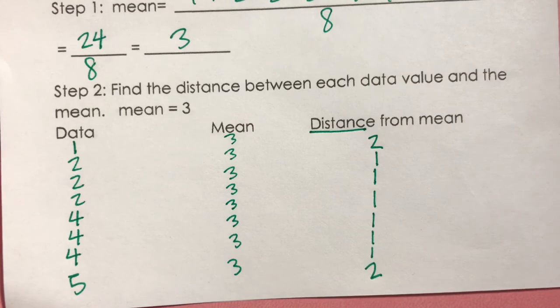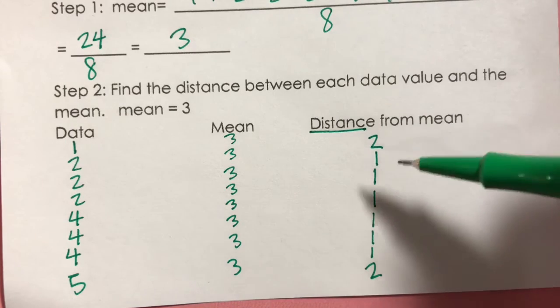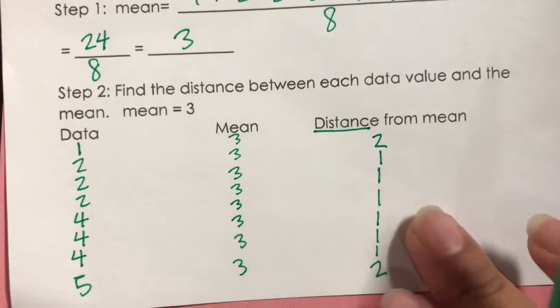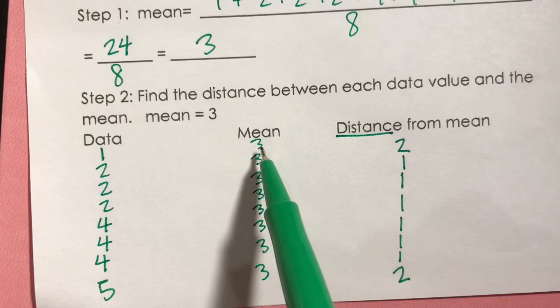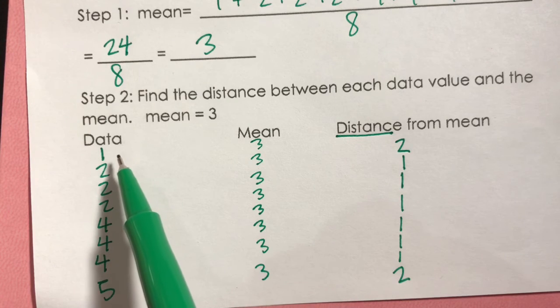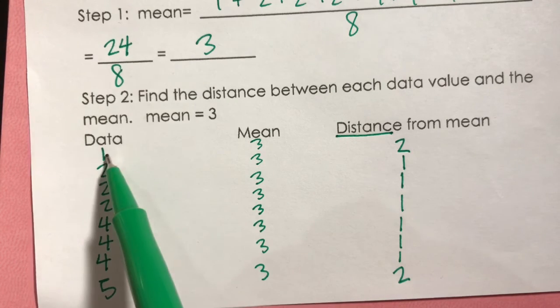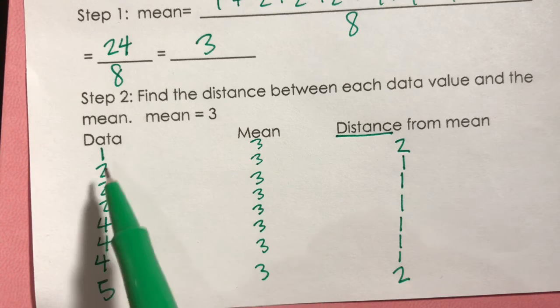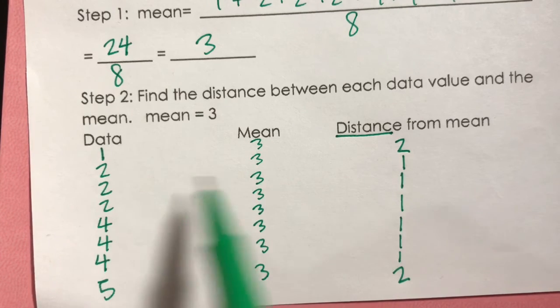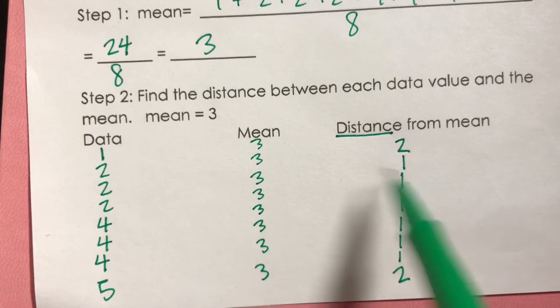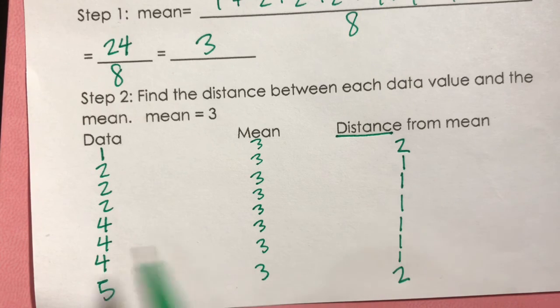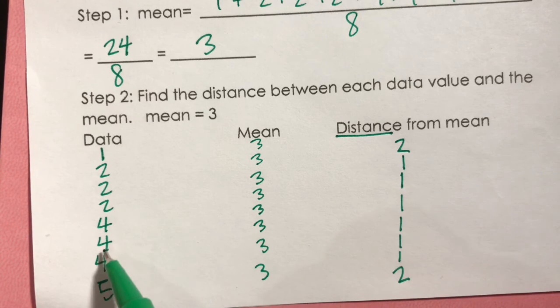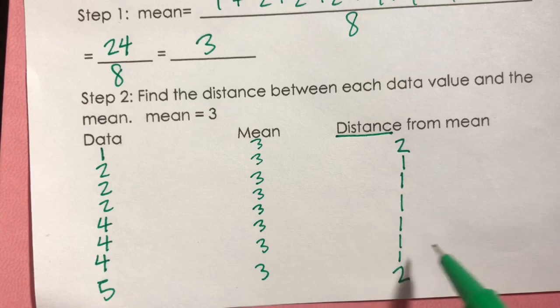So the distance from mean means what amount of units we need to jump to get from the data value to the mean. Okay, so from 1 to 3, it's 2 units. From 2 to 3, it's 1 unit. From 2 to 3, it's 1 unit. From 2 to 3, again, 1 unit. 4 to 3, 1 unit. 4 to 3, 1 unit. 4 to 3, 1 unit, and you get the picture.